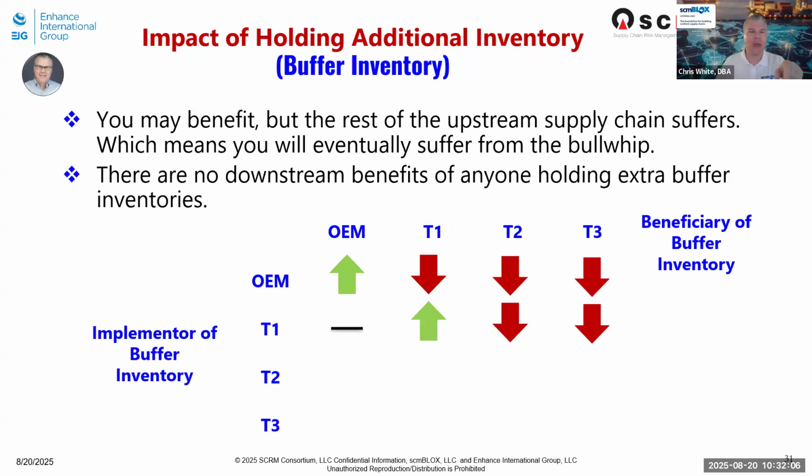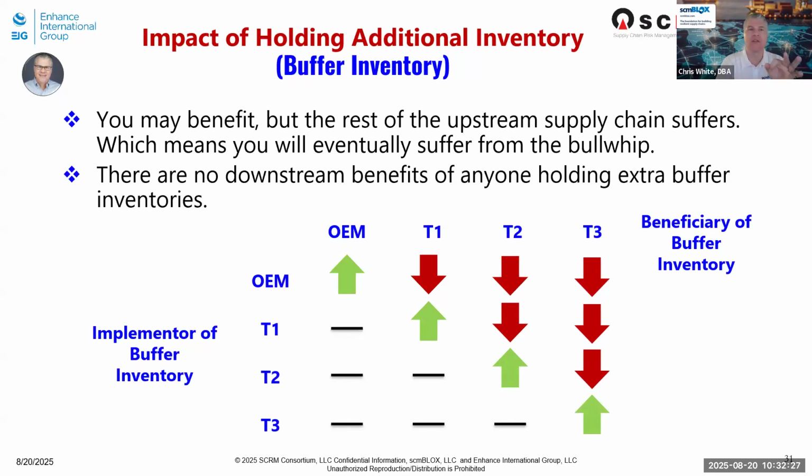So maybe you're starting to see the pattern here. Now when the tier two does it, nothing happens to the OEM and the tier one. The tier two gets better. The tier three does not. And now when the tier three does it, you see no one downstream gets better. The tier three is fine, but in this case, the tier three is the end of the supply chain. So this is an actual relationship.